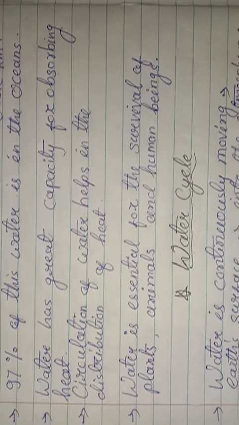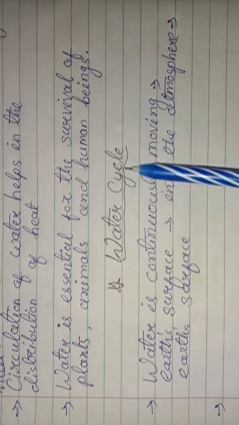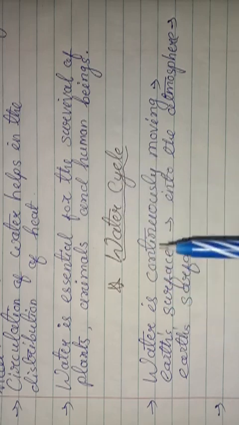Now next we have to learn about the water cycle. As we know children, water is continuously moving. Water is not in one place, it is continuously moving. From the earth surface, water moves into the atmosphere, and from the atmosphere it comes back to the earth surface. How? With the help of the water cycle. Let us learn how the water is moving with the help of a diagram.